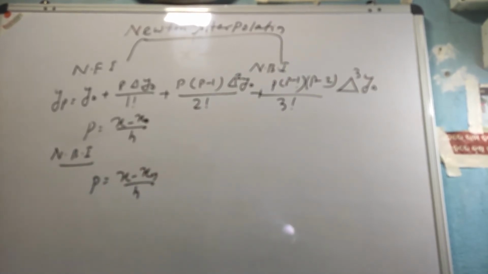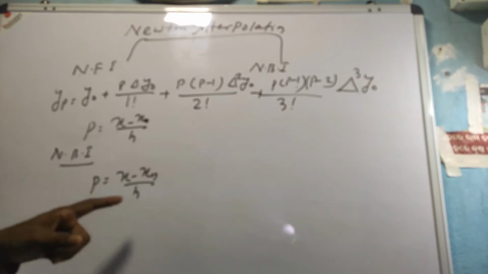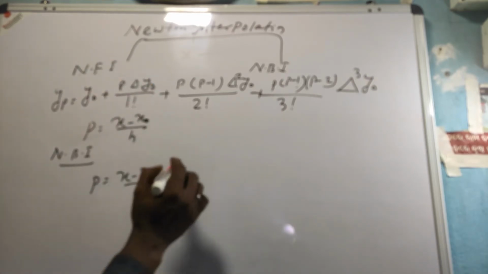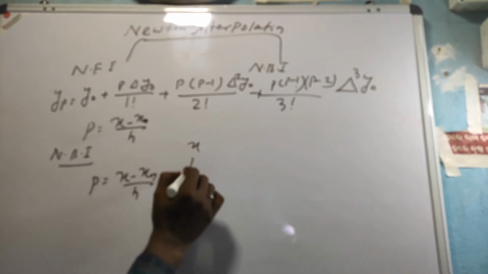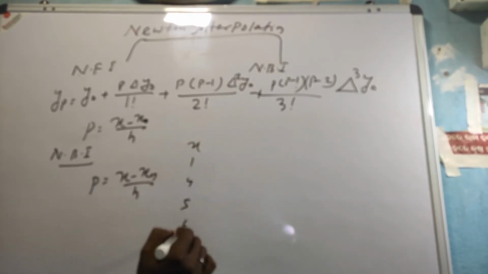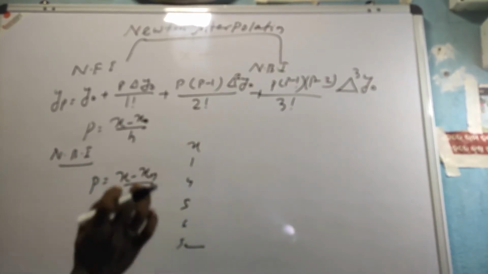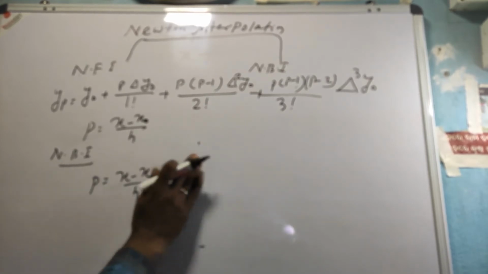Backward means, suppose I ask you to count the numbers from 10 to 0. That means we count from 10, 9, 8 onwards to 0. That is backward. Backward means we take the highest value, the last x value. Suppose I give an example where the x values are 1, 4, 5, 6, 9. This is the last x value, the xn value. The last is the xn value.